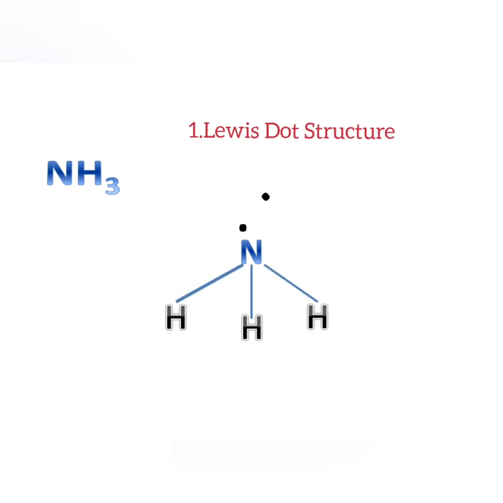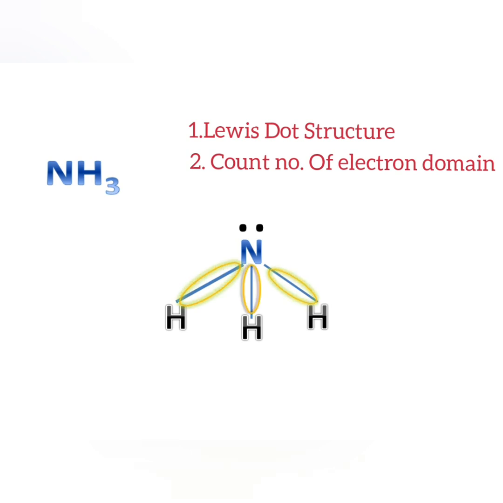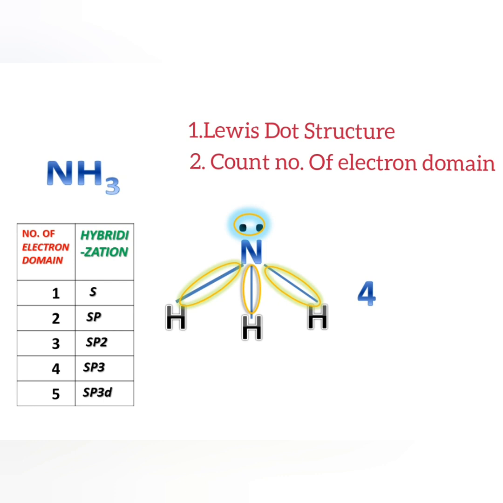Since we are familiar with this table, let's begin with our first example. To determine the hybridization of nitrogen in ammonia, we draw the Lewis dot structure for ammonia, which looks like this. Nitrogen is the central atom with 3 nitrogen-to-hydrogen single bonds and 1 lone pair of electrons. We then count the number of electron domains, or areas of electrons, around nitrogen. Counting, we have 1, 2, 3, and 4. 4 electron domains. Let's quickly move to our table. From our table, 4 electron domains corresponds to a hybridization of sp3. Hence, nitrogen in ammonia has a hybridization of sp3.